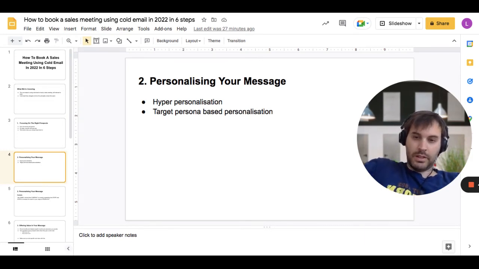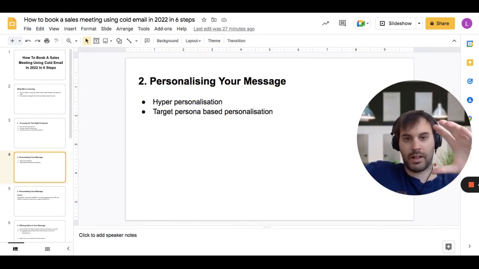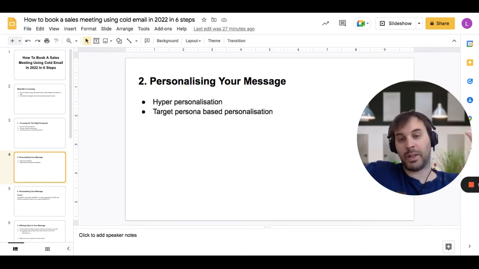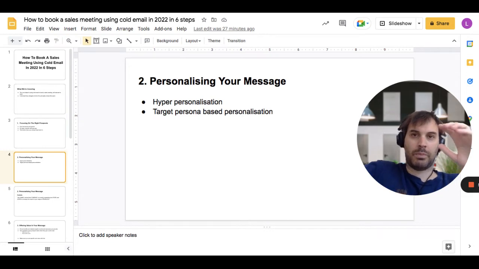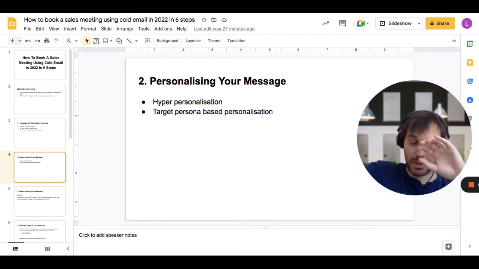What this means in a nutshell is identifying key characteristics about a specific group of prospects. You might have a segment of, let's just say, 500 prospects, and there's going to be commonalities between that group. Target persona-based personalization means personalizing your message to that group of target prospects based on their commonalities, like their common challenges, pain points, desires, things like that.